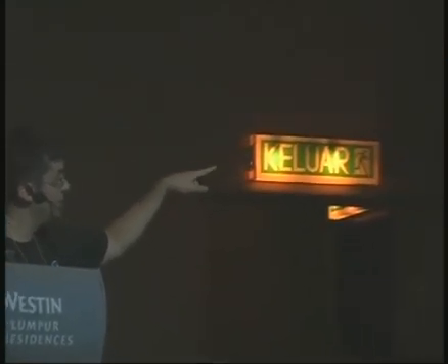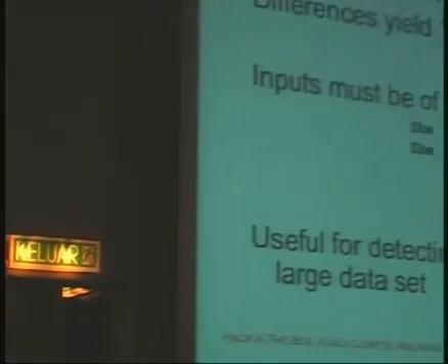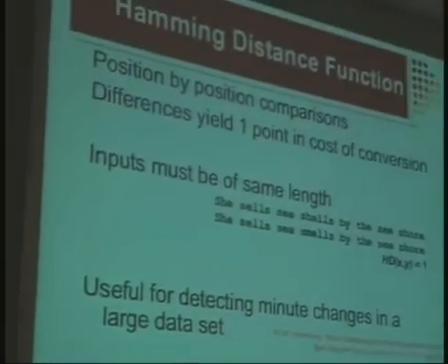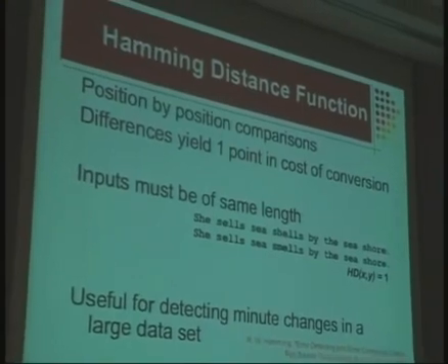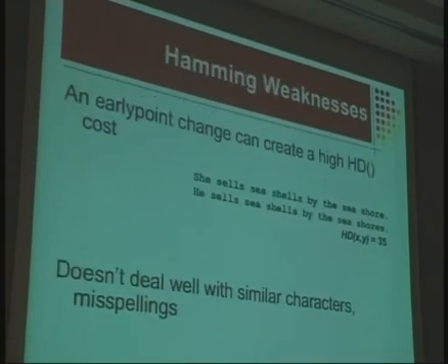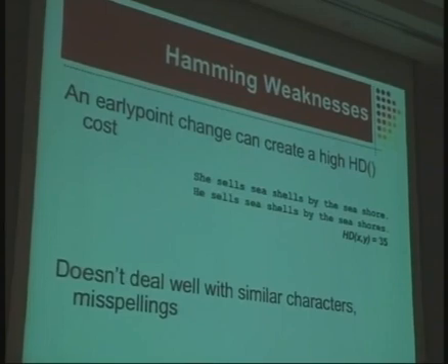So here's our simple example. I introduced some typos. She sells sea smells down by the seashore, which are much different than seashells. Hamming distance cost is 1 to convert from shells to smells, right? Which is fine, they're pretty similar. It's very useful for detecting very small point changes here within a large data set, but not terribly useful overall. If you have an early point change, however, you have problems in this.